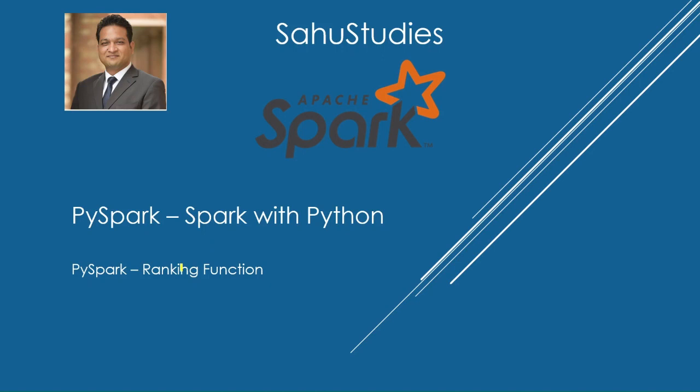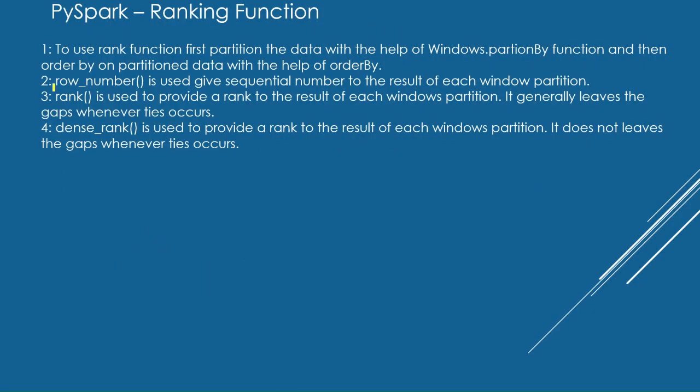In this video, we are going to see how ranking functions work in PySpark. We'll see a couple of rank functions, but let's first talk about why we are using ranking functions. To use a rank function, first partition the data with the help of the Window.partitionBy function, and then order the partitioned data with the help of an orderBy clause. These two things we should do each and every time whenever we apply any rank function.